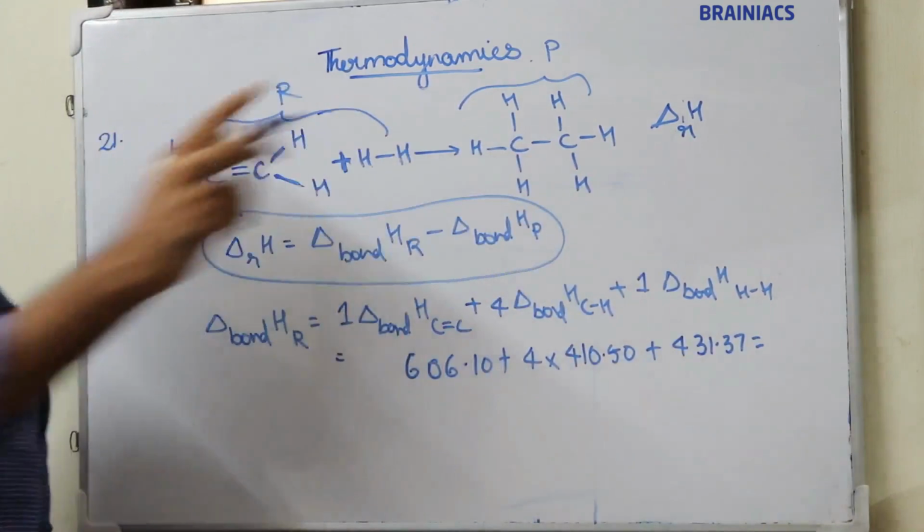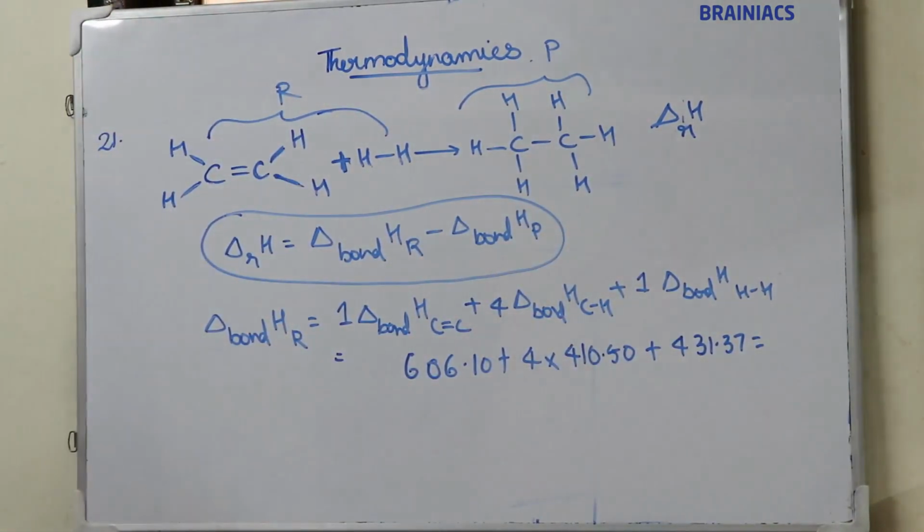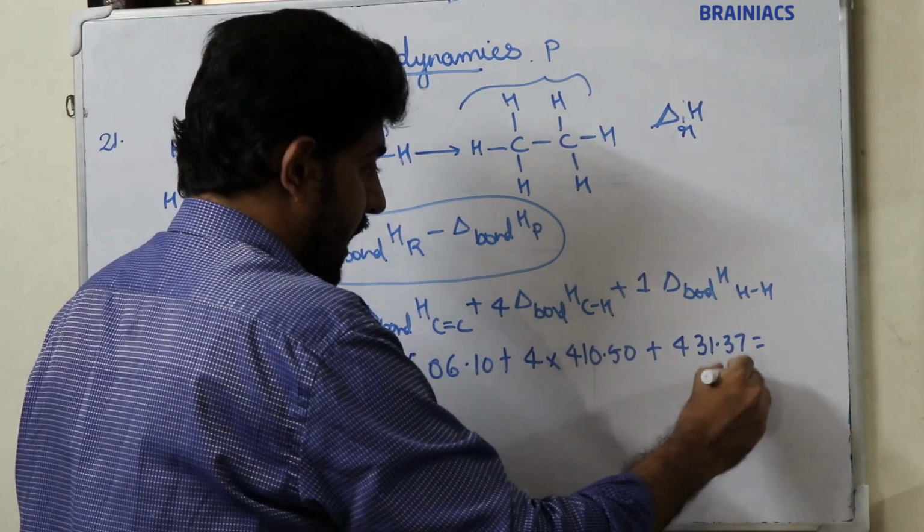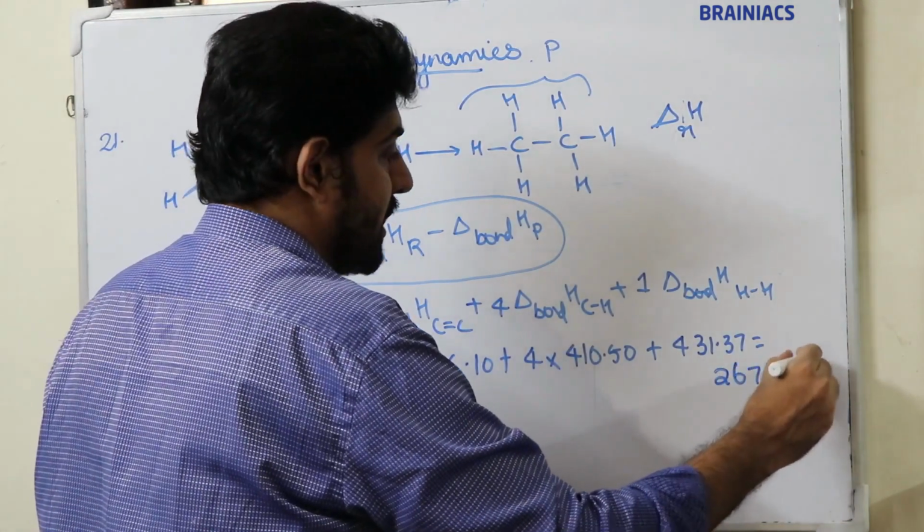Now, adding these three values: 606.10 plus 4 into 410.5 plus 431.37. You will get 2679.7.